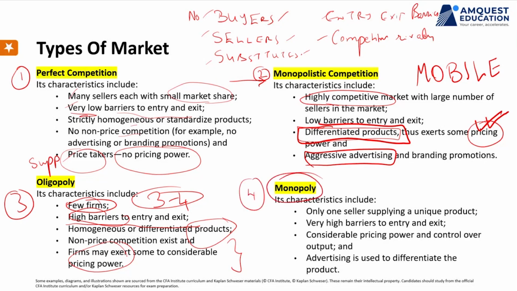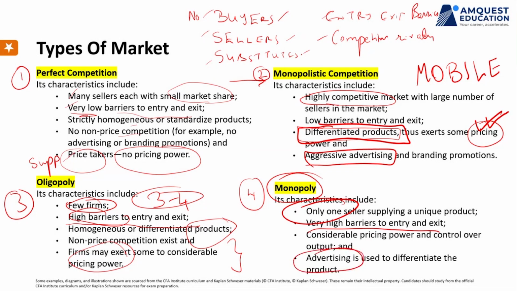Now, the last one is monopoly. Monopoly, as the word suggests, and you know it, is basically where there's only one seller. Only one seller, no one else can enter. Barriers are very, very high. Basically, they won't allow you to enter the market. And because barrier is high and there's one seller, there's a lot of pricing power and control. So the person decides what price and what output to give. Obviously, because there's so much control, they will keep advertising.